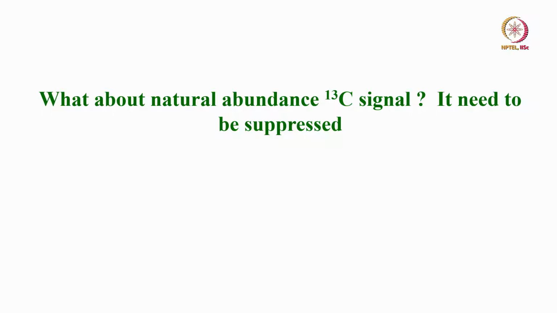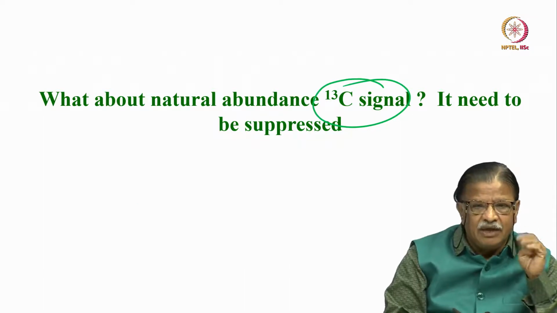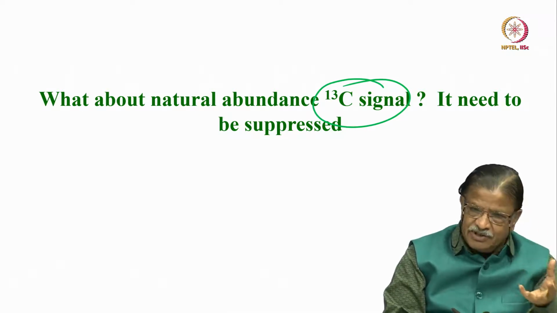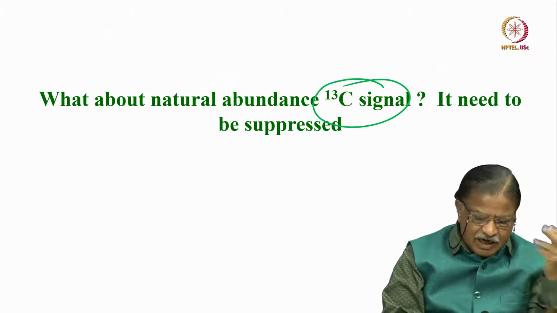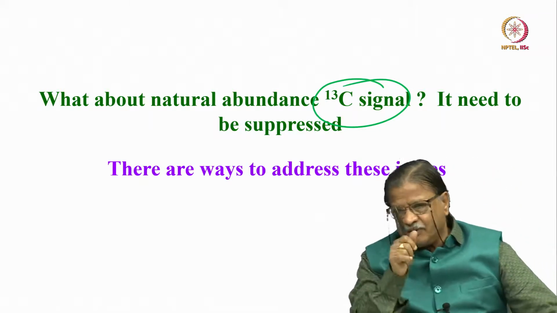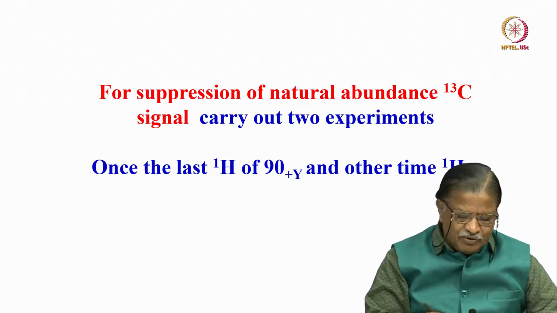Before that, there is one more question we have to answer. What about the natural abundance carbon 13? The carbon 13 signal from natural abundance carbon is also present in addition to the polarization transfer. We cannot ignore that. We have to suppress it. How do you do that? There are ways of doing it. What we have to do is two experiments.